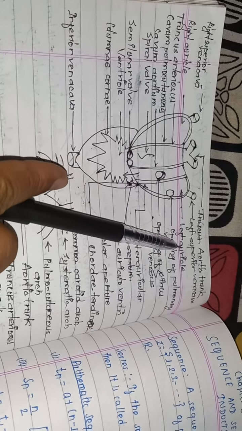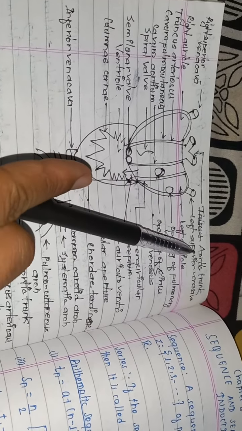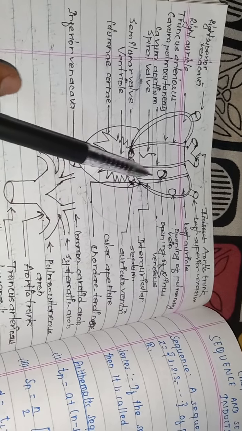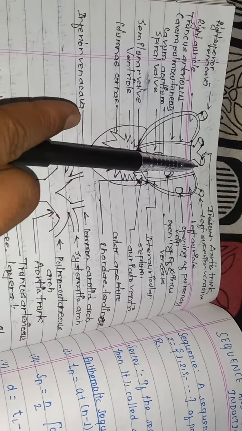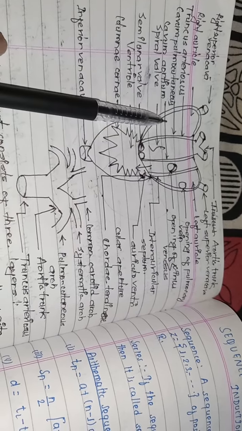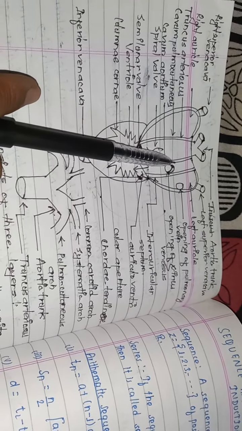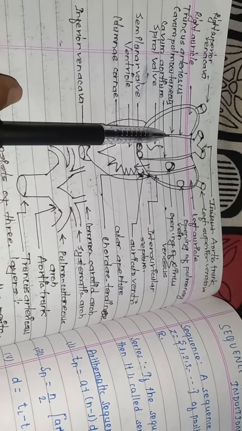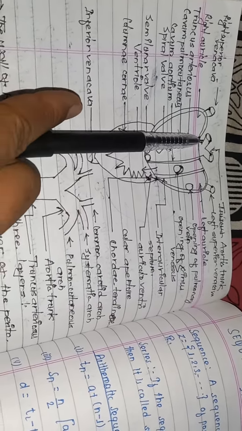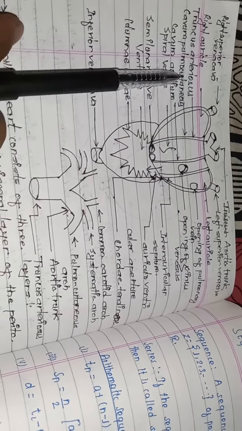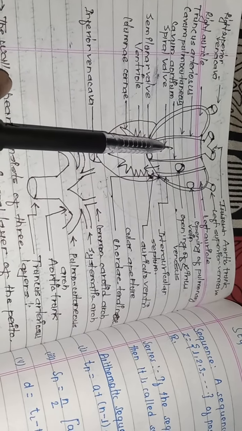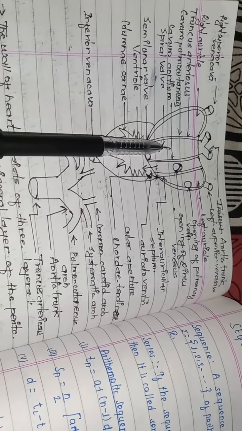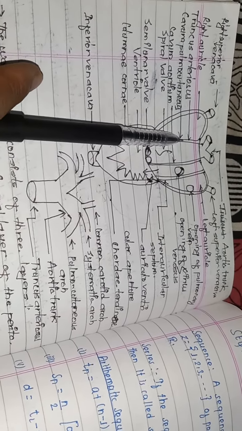The oxygenated blood comes to the left auricle from the opening of the pulmonary vein. This is the interauricular septum that divides the right auricle from the left auricle. There is an opening from the sinus venosus that collects the deoxygenated blood into the right auricle. Then this is the truncus arteriosus. This is the spiral bulb that divides the flow of oxygenated, deoxygenated, and mixed blood.